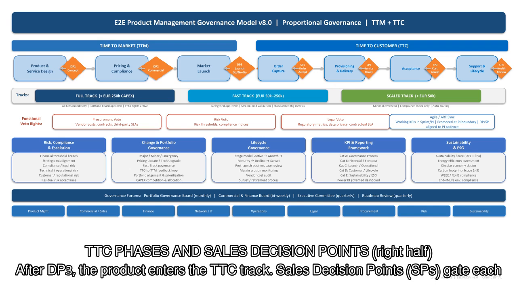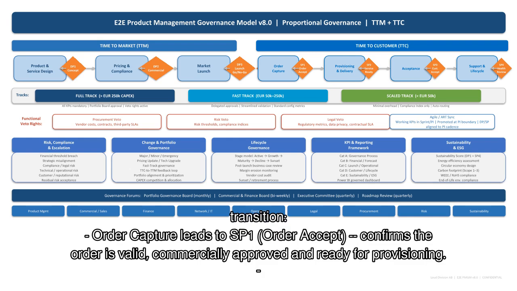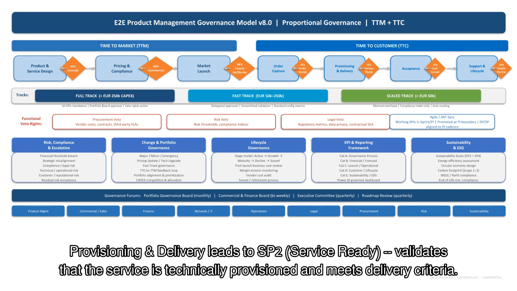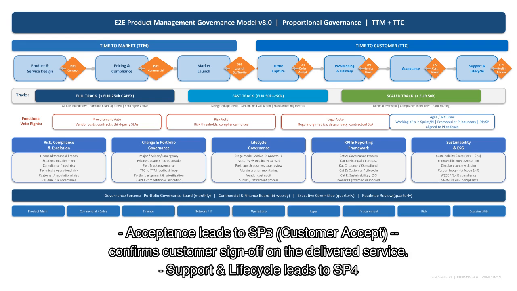TTC phases and sales decision points, right half. After DP3, the product enters the TTC track. Sales decision points, SPs, gate each transition. Order capture leads to SP1, order accept, which confirms the order is valid, commercially approved, and ready for provisioning. Provisioning and delivery leads to SP2, service ready, which validates that the service is technically provisioned and meets delivery criteria. Acceptance leads to SP3, customer accept, which confirms customer sign-off on the delivered service.